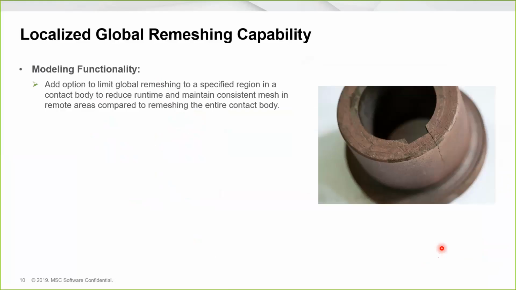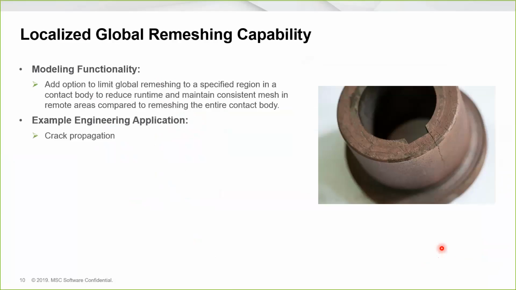Then the Smart Solver. One example that we have in this release is this localized global remeshing capability. Right now, when you use the global remeshing in previous releases, you had to remesh the entire contact body. What we've now extended is global remeshing, even though it seems a little funny because it's not necessarily global in the word of global, is that we now can run that remeshing just locally.